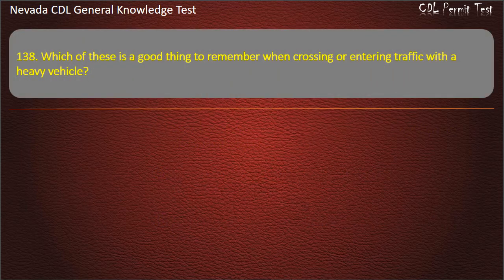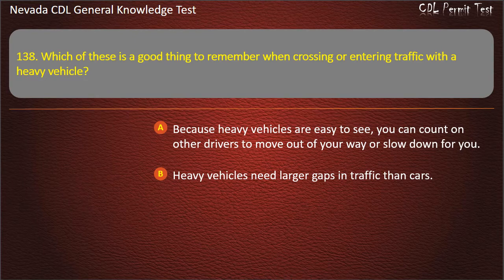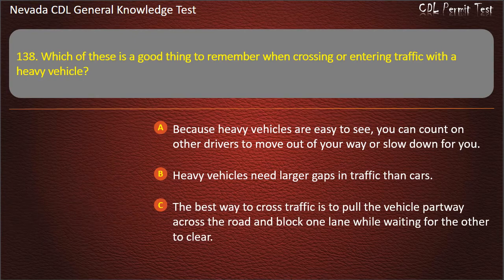Question 138. Which of these is a good thing to remember when crossing or entering traffic with a heavy vehicle? Because heavy vehicles are easy to see, you can count on other drivers to move out of your way or slow down for you. Heavy vehicles need larger gaps in traffic than cars. The best way to cross traffic is to pull the vehicle partway across the road and block one lane while waiting for the other to clear. Answer. Heavy vehicles need larger gaps in traffic than cars.